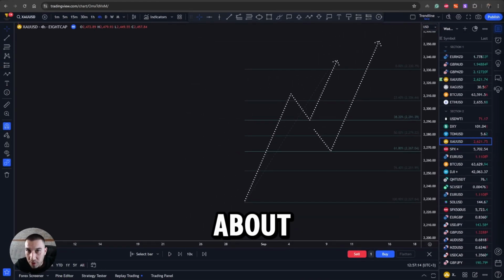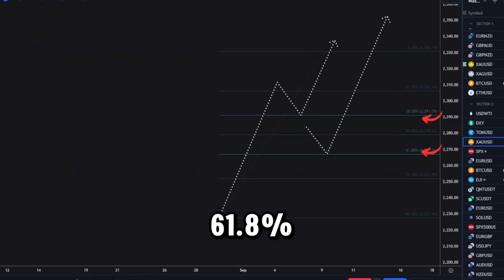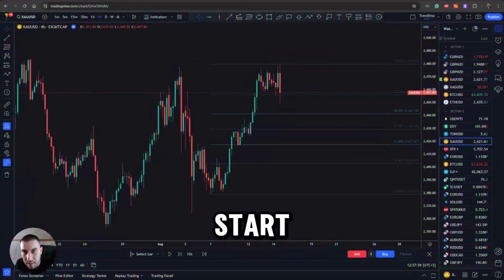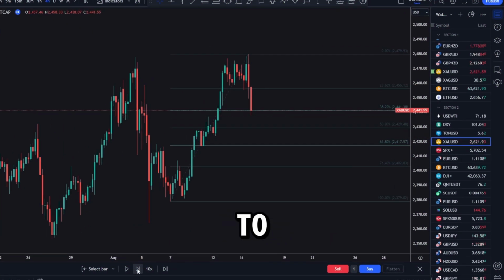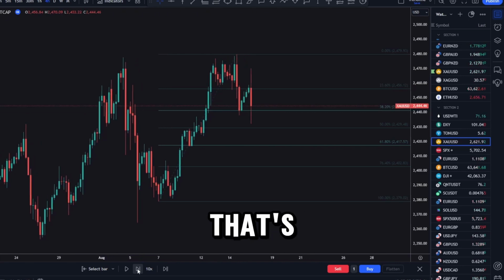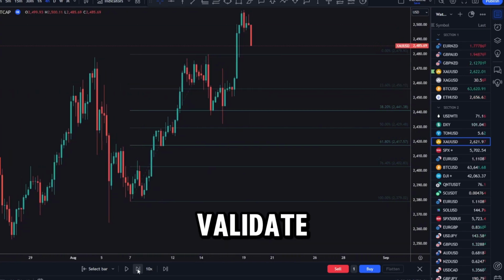Now let's talk about the Fibonacci levels that you need to focus on. 38.2% and 61.8% retracement levels. And these two levels are crucial for your trading entries. So let's start off with the 38.2% level. When the price retraces to this level after a move, it often signals a potential entry point. That's where you can look for confirmation through candlestick patterns or indicators to validate your entry.